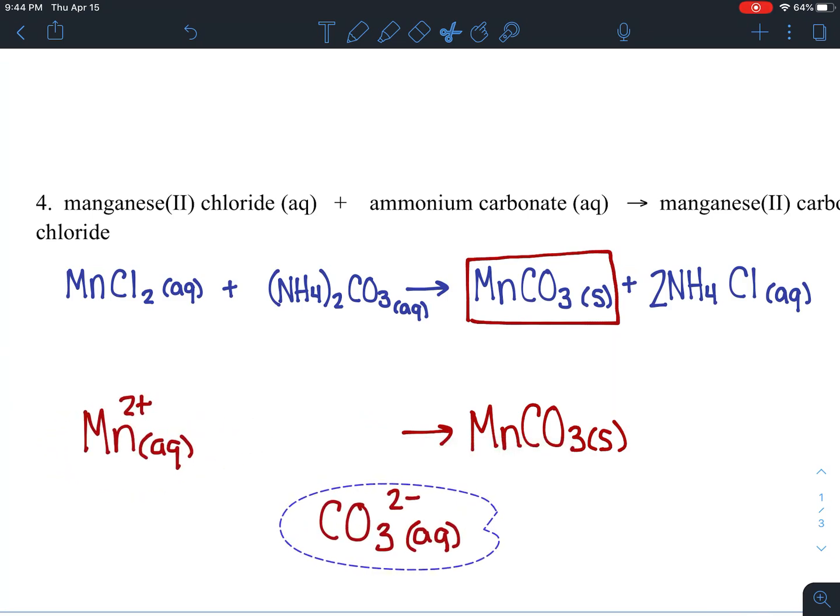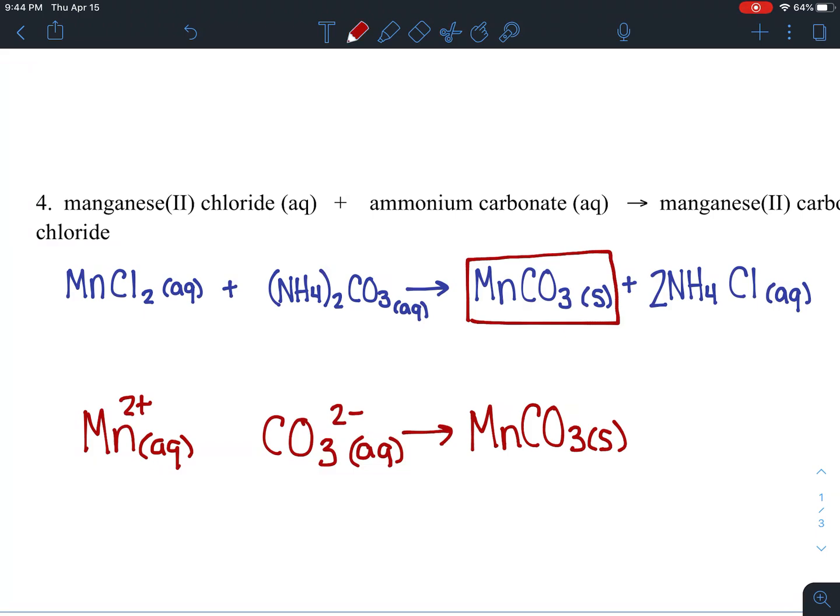I'm going to do that by giving myself some more room. And then I'm going to just put a plus symbol in between. And that's all I need to do. So there's a couple of different ways you can do this. One way is to, again, understand what the solid is and then go through and cross off anything that's the same on both sides. So I have 2 NH4s on this side that are aqueous and 2 NH4s on that side that were aqueous. And then I had 2 chlorines on this side and 2 chlorines on that side that were both aqueous. And what I was left with was Mn and CO3, both aqueous.